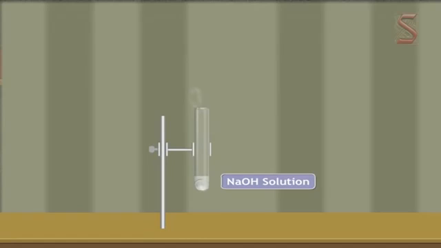We now bring a burning splinter near the mouth of the test tube. The splinter is put off with a pop. This shows that hydrogen gas was produced.